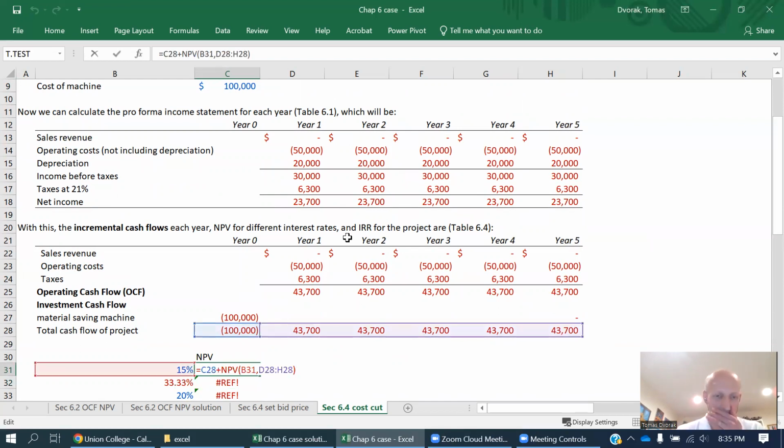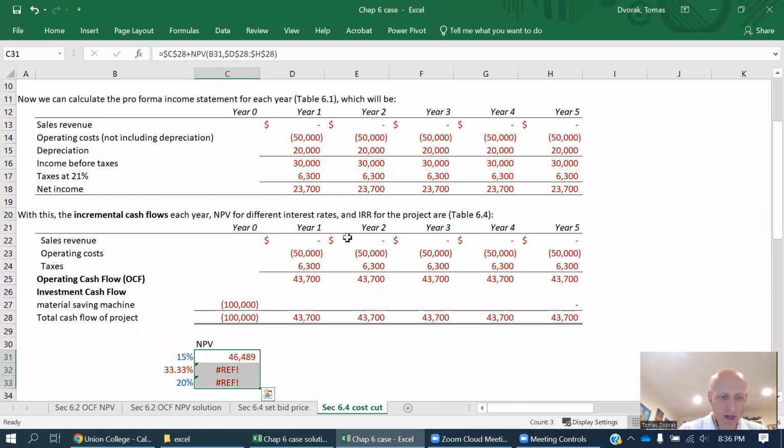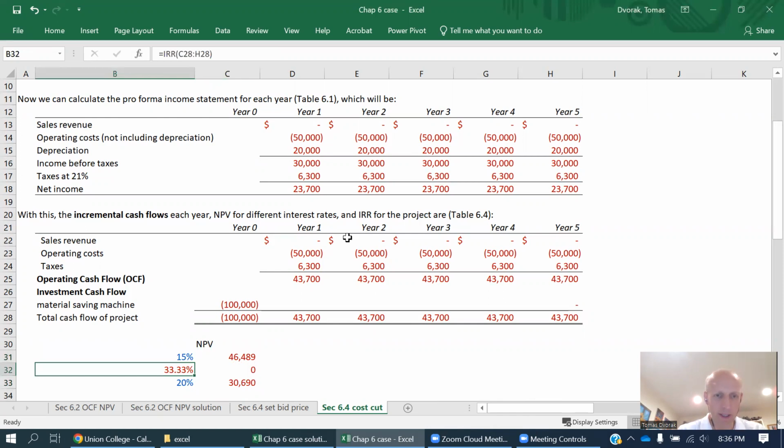If you want to actually copy that down, let's lock this cell. Let's lock this cell, and we're gonna lock the C28 cell as well. Perfect, and we can copy that down, Control D. Let's calculate the IRR. Yeah, it's taking the correct cells. It's a 33% IRR.